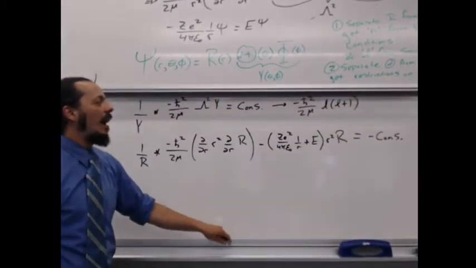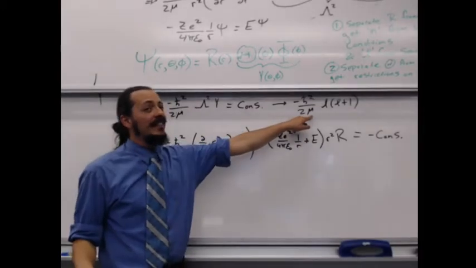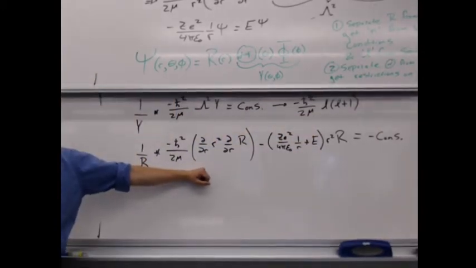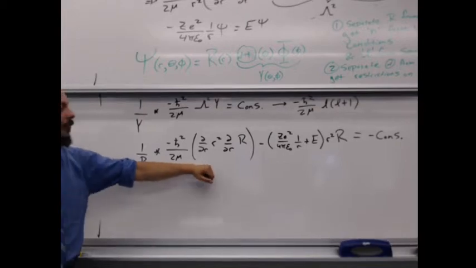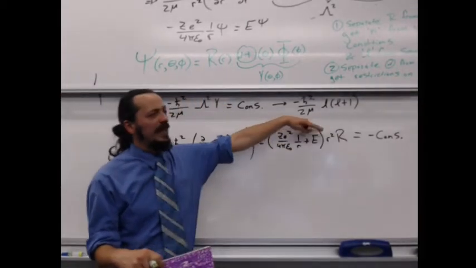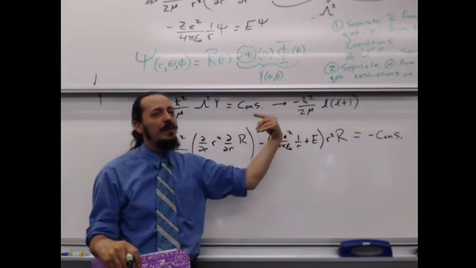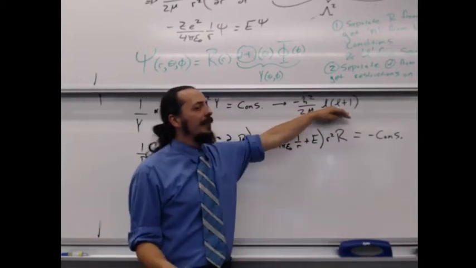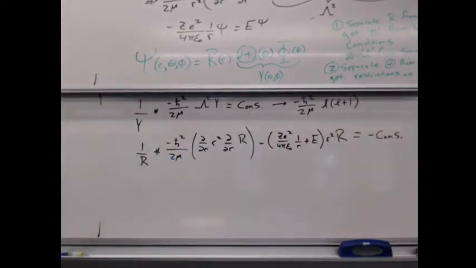Negative h bar. It's not going to be I this time. It's going to be mu because we brought the r squared over to this chunk. So the r squared is over in the radial chunk. It'll become I a little bit later when we put it back together. But right now, it's just 2 mu, L times L plus 1. We got that from last time.